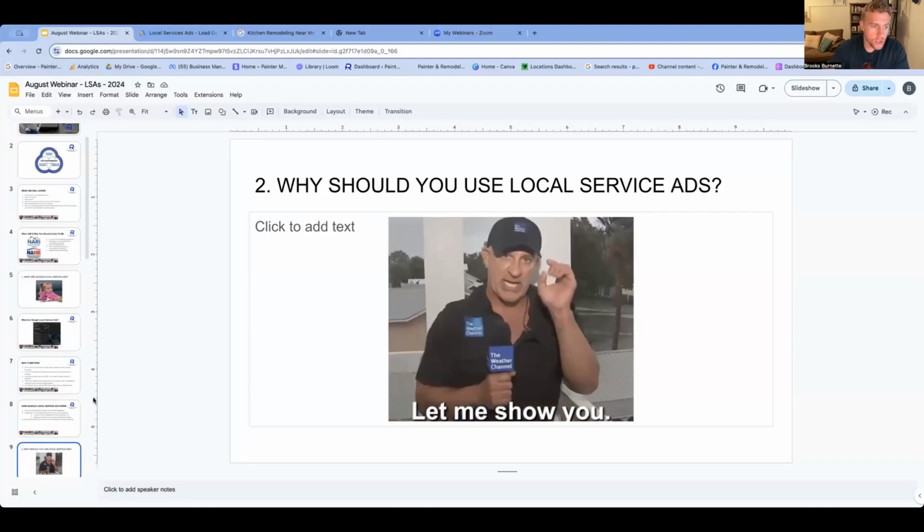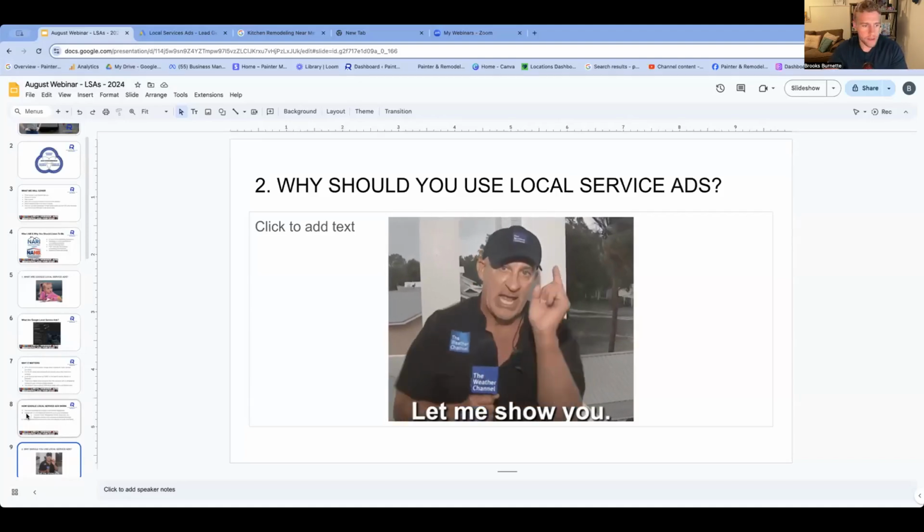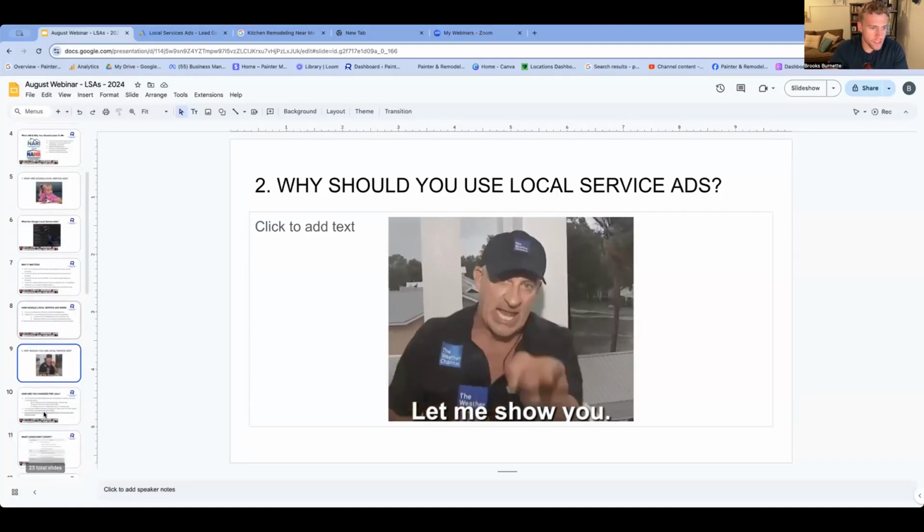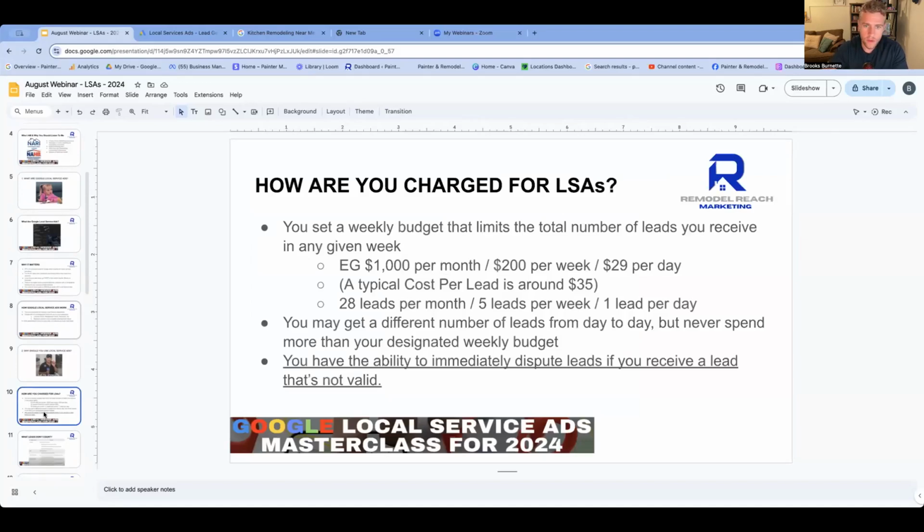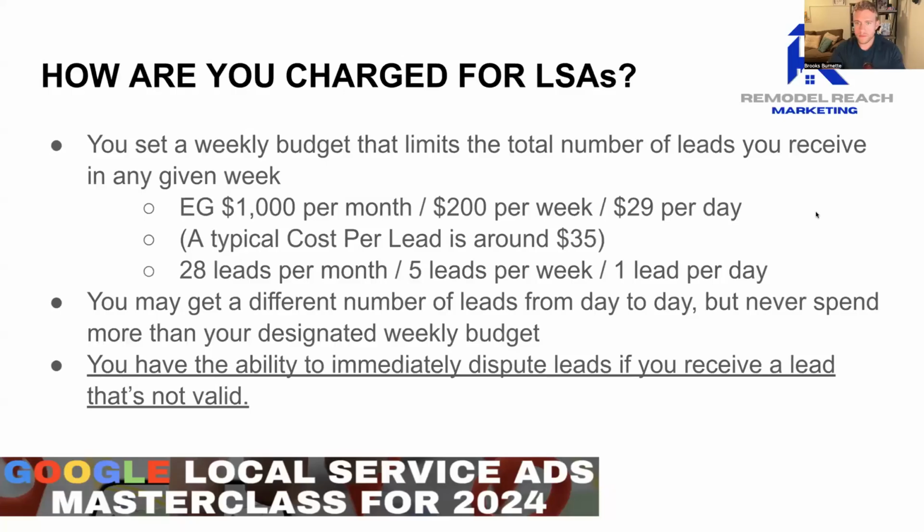And so again, why should you be using local service ads? I hope this has been clear so far. There is really no downside. And so getting into some specifics here, you set a weekly budget. The way that you're charged for local service ads is that you set a weekly budget. You tell Google, "Hey, I want to spend this much per week." I want to spend $100 a week, $200 a week, whatever it may be.